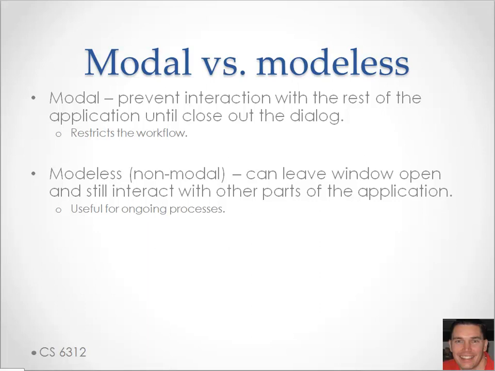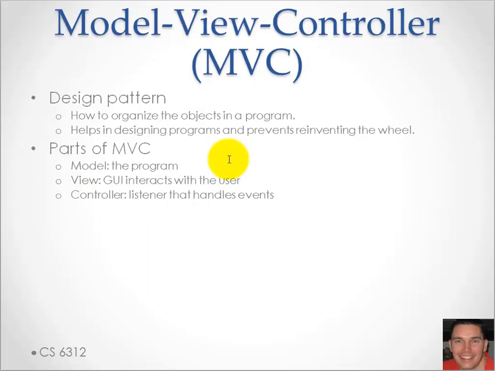As we talk about developing GUI applications, you're going to hear the word MVC, or the Model View Controller Design Pattern. What that is just a way to organize our classes within a GUI-based application. So the parts of this are the model. This is our actual program, what we call the guts or the brains of our program. It's the one that's doing all the work.